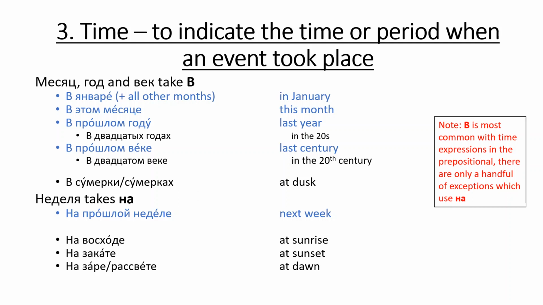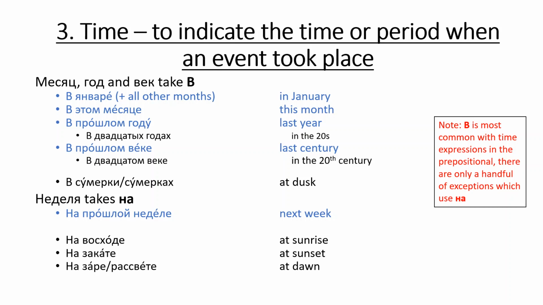На takes неделя, which means week. So неделя always goes with на: на прошлой неделе, на следующей неделе, that would mean next week, на этой неделе, this week, and so on. So usually the expressions take в, but неделя takes на.